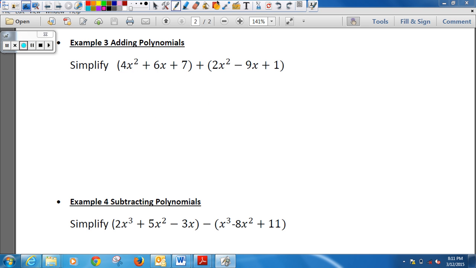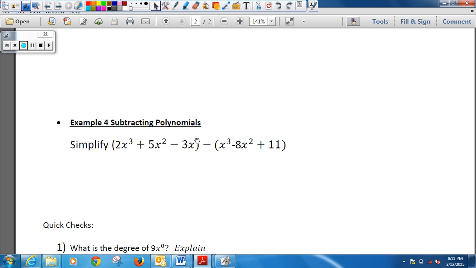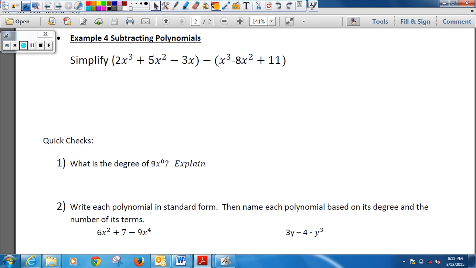The next example is subtracting. If students make mistakes on subtracting, it's simply to do with the sign. So again, I'm going to stack them. I'm going to put my minus sign out front so I remember to subtract. I have 1x cubed minus 8x squared plus 11, but I can't write that plus 11 under there because that has an x, so there's nothing there, so plus 11.